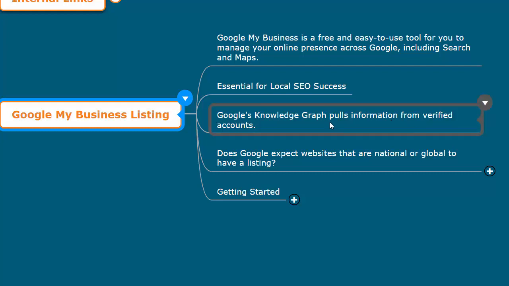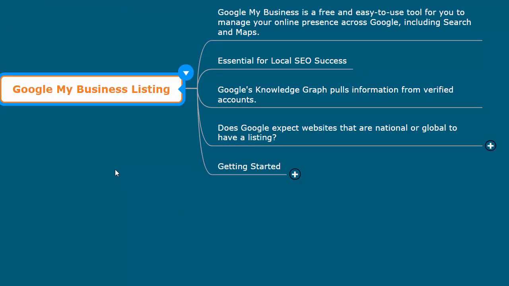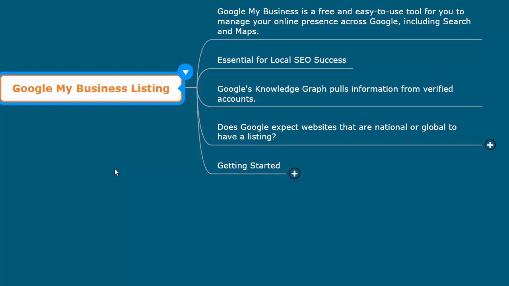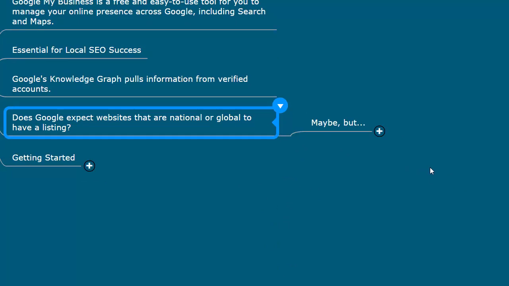Another thing before I move into why I think that is, Google's knowledge graph also pulls in information from verified Google My Business listings. So if you don't have a Google My Business listing, you're just making your job a lot harder. And I know that if you have a client, you've already set up their Google My Business listing. That's one of the first things we all do. Sometimes though, on national campaigns and global campaigns, it's easy to say, well, we're not going for local SEO here, so we don't need a Google My Business listing. And I really think that that's a mistake because does Google expect websites that are national or global to have a listing? Maybe, maybe not.